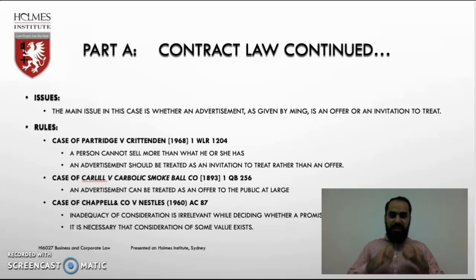So the main issue in this case is whether an advertisement as given by Ming is an offer or an invitation to trade. A very basic thing to remember: what's the difference between an offer and an invitation to trade? That would be discussed by my next partner by applying the rules and then the application. So I will hand over my presentation to Deepa now.